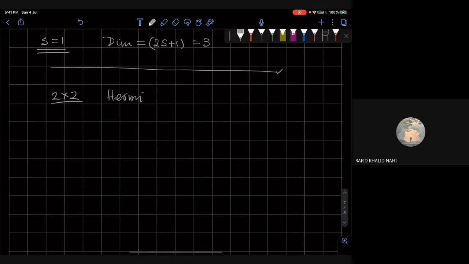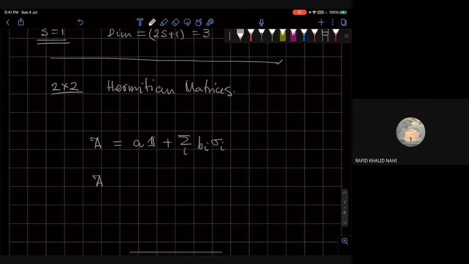Hermitian matrices, okay? So the most general 2 by 2 Hermitian matrix, let's call it A, can be written in the following form: A times 1 plus the sum over b_i times sigma_i, where the sigmas are Pauli matrices. If I take A dagger, then A and b_i are real numbers, okay?